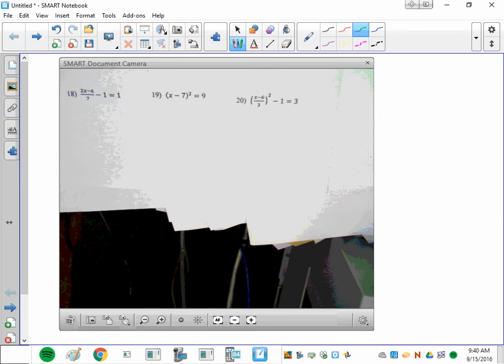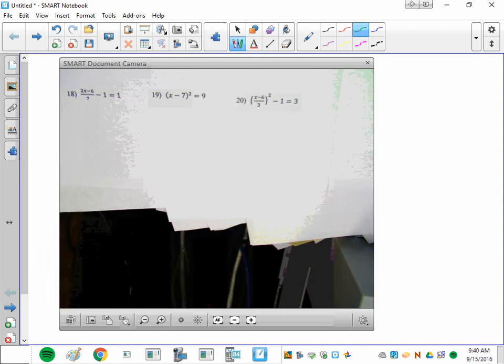So over on the next problem, this would be step 1, step 2, step 3, and step 4. So you would add 1, take the square root, and don't forget, when you square root, you get plus or minus, and then multiply by 3, and then add 6. Okay? Look at the next page.